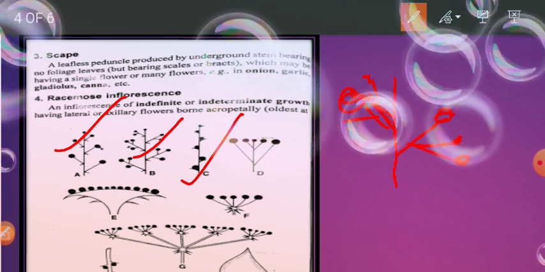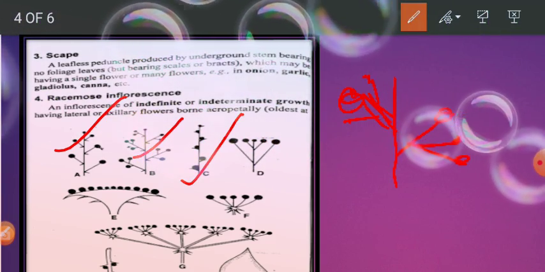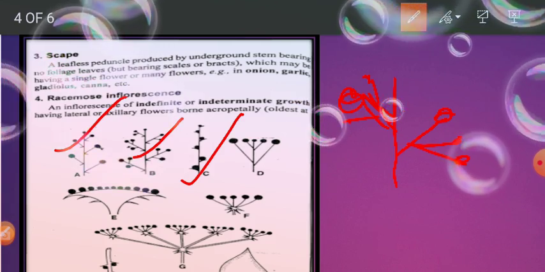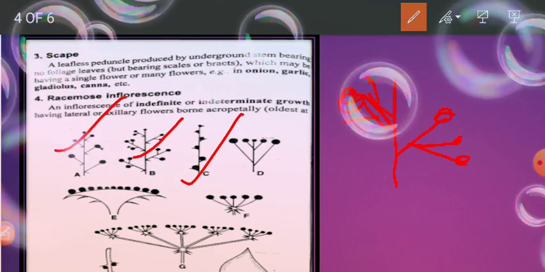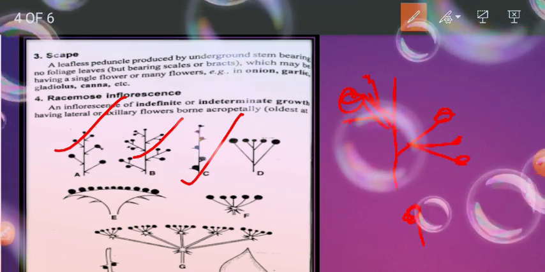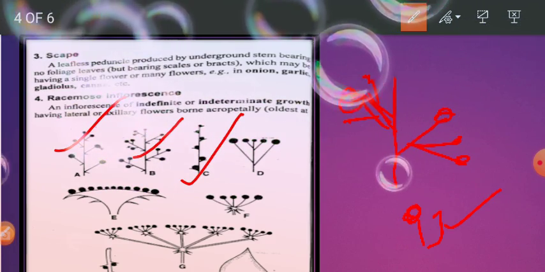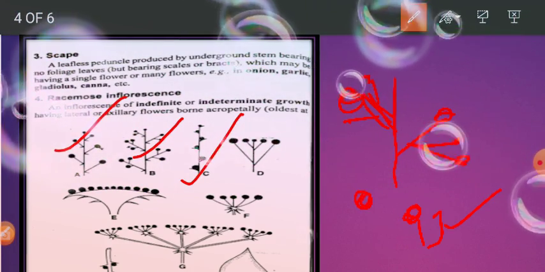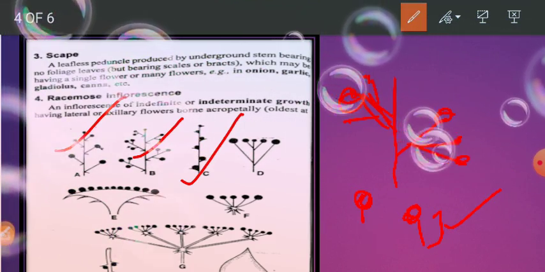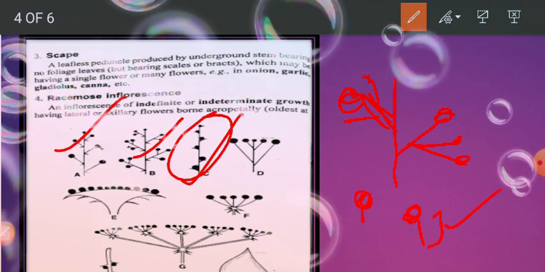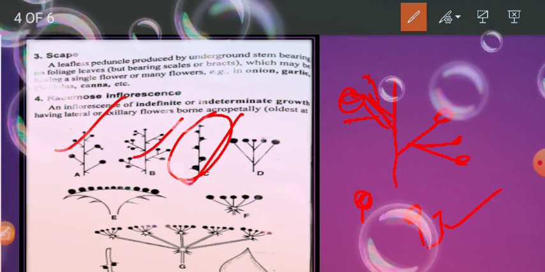spike type of arrangement, which is the type of the racemose in which the flowers are sessile, meaning without stalk. Here you can see the stalk, and this part is the stalk portion. But when there is absence of the stalk, it is known as sessile. Here you can see its arrangement, there is no presence of the stalk, so that's why this is known as the sessile type.